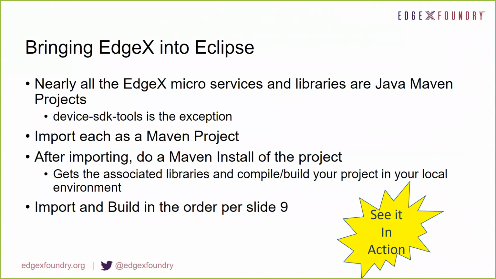When I say pull in all the artifacts, our microservices and our libraries use a lot of other open source code out there. So it's not just about getting the code, you also need to bring into your environment all the other open source projects that our code uses. That's what the Maven install will actually do for you. And we'll see that here in just a second.